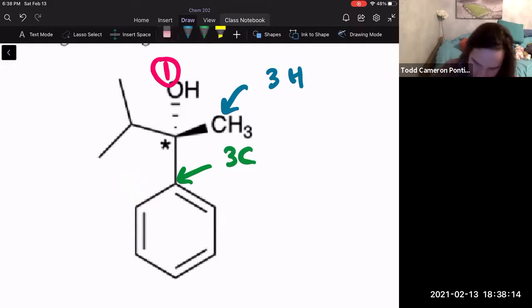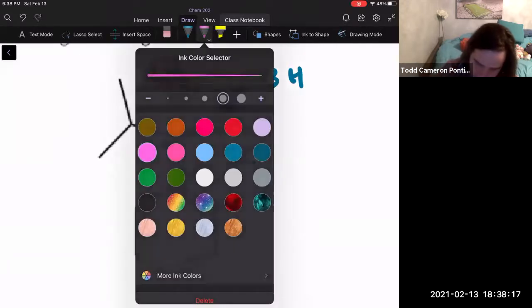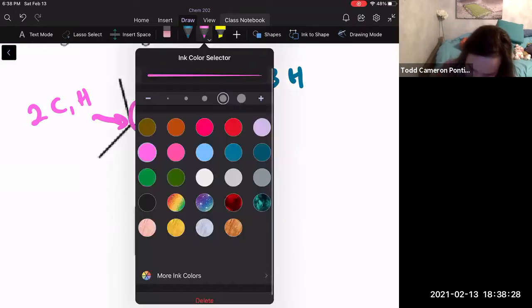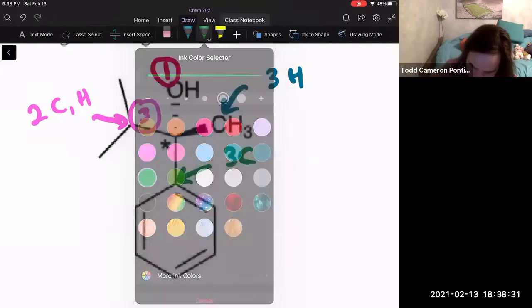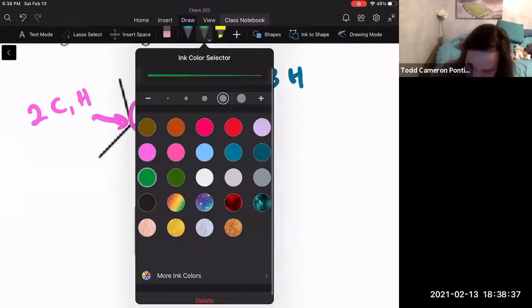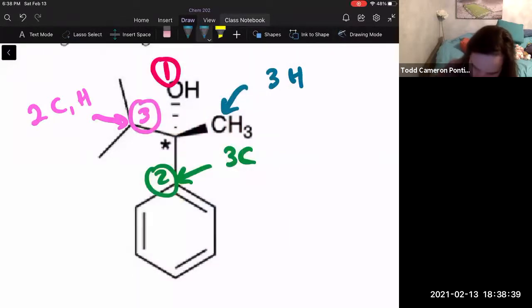And then finally, this carbon here is bound to 2 carbons and a hydrogen. So this one's going to come in third, actually. The benzene ring on the bottom, this is going to be our second substituent. And the methyl group is going to be fourth. Generally speaking, if you ever have a hydrogen, that will be lowest priority. If not, a methyl group CH3 is probably going to be the lowest priority outside of hydrogen.